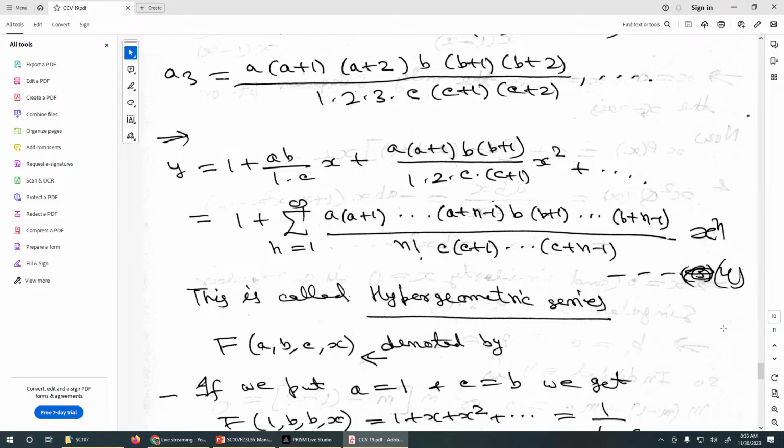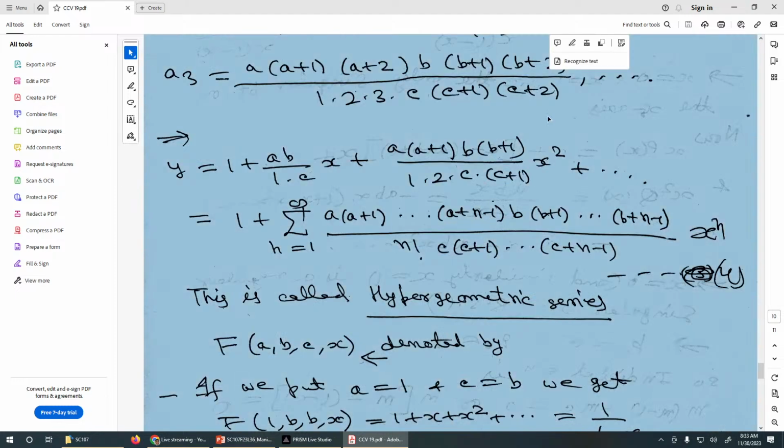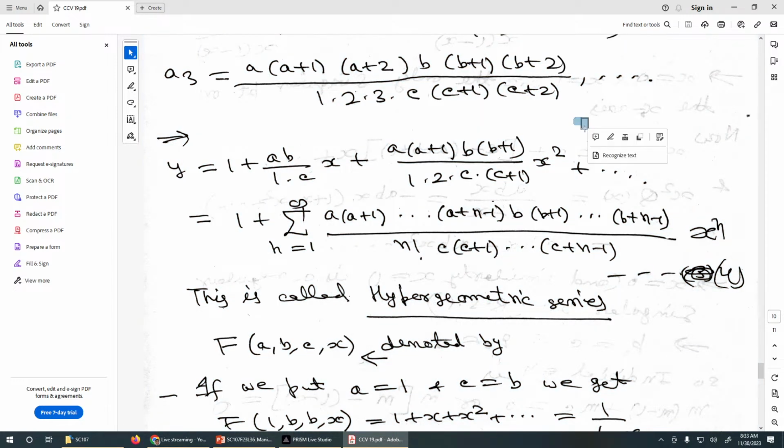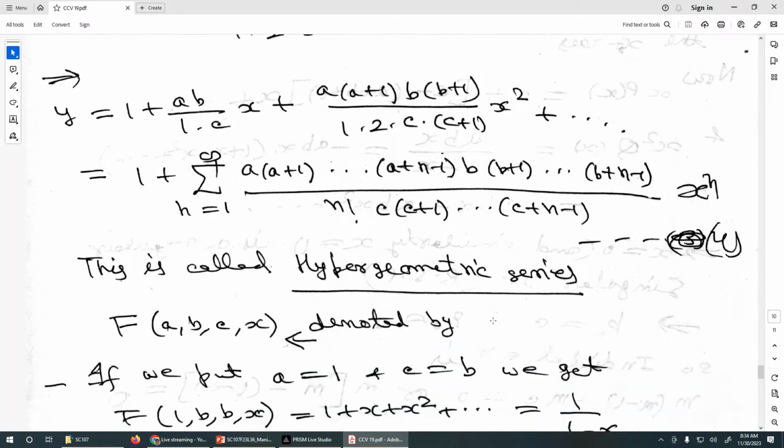Okay, so this is the general solution. Actually we denote it like this: a into a plus 1 into dot dot dot a plus n minus 1, we call it a going n, times b going n divided by factorial n times c going n, right? So we denote it like this. Okay, I cannot write it here, no problem. So this is known as the hypergeometric series.